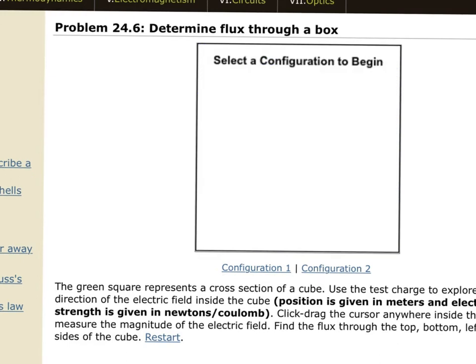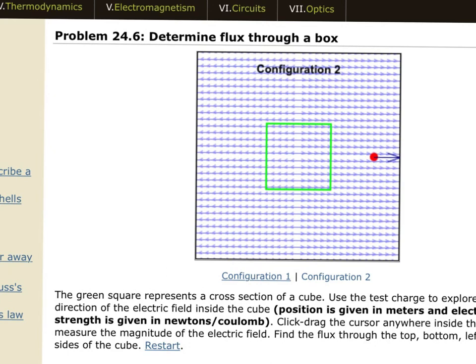And for configuration 2, notice the field looks the same, but it's not the same. And you have your field detector, so just notice the difference in these two fields and think carefully about what that means. Remember, if the flux into or out of a surface isn't zero, it means what by Gauss's law? It means that there's net charge inside the closed surface.